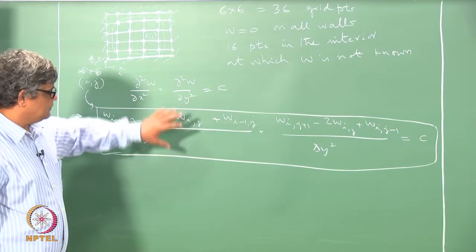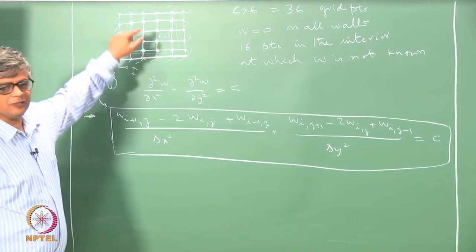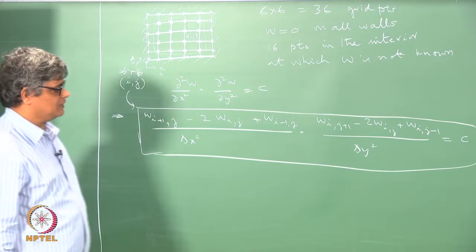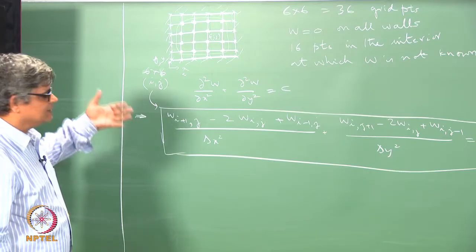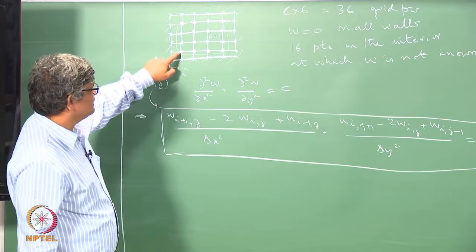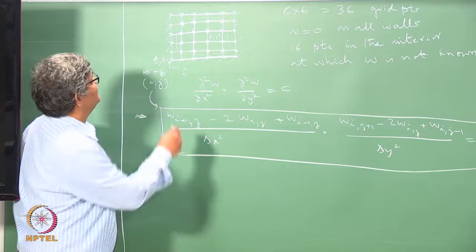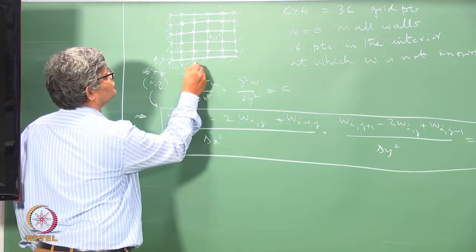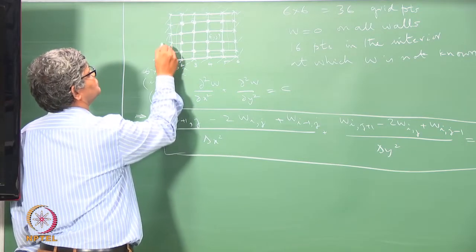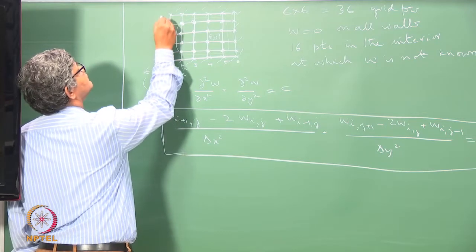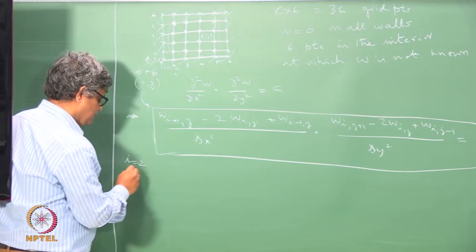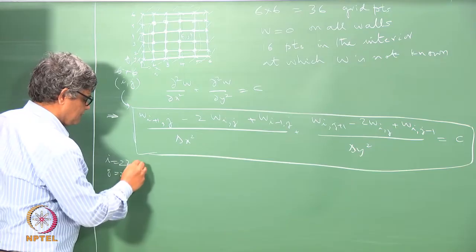Okay. So we would like to apply this for every grid point at which the value is not known, and then we would like to get a system of equations. To illustrate this, let us see how we can apply this template to the first point here. The first point here is i equal to 1, 2, 3, 4, 5, 6, and j is also equal to 1, 2, 3, 4, 5, 6. So the first point has i equal to 2 and j equal to 2. So we will call this 2, 2.